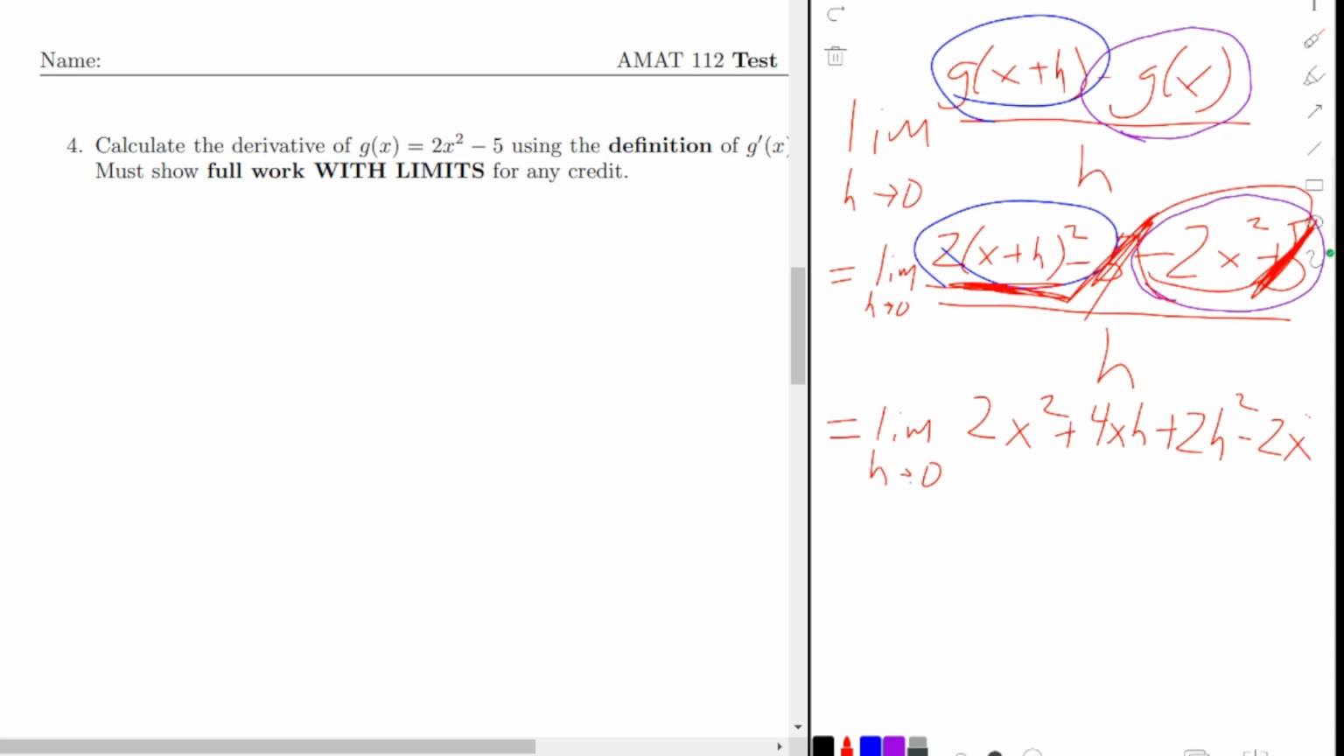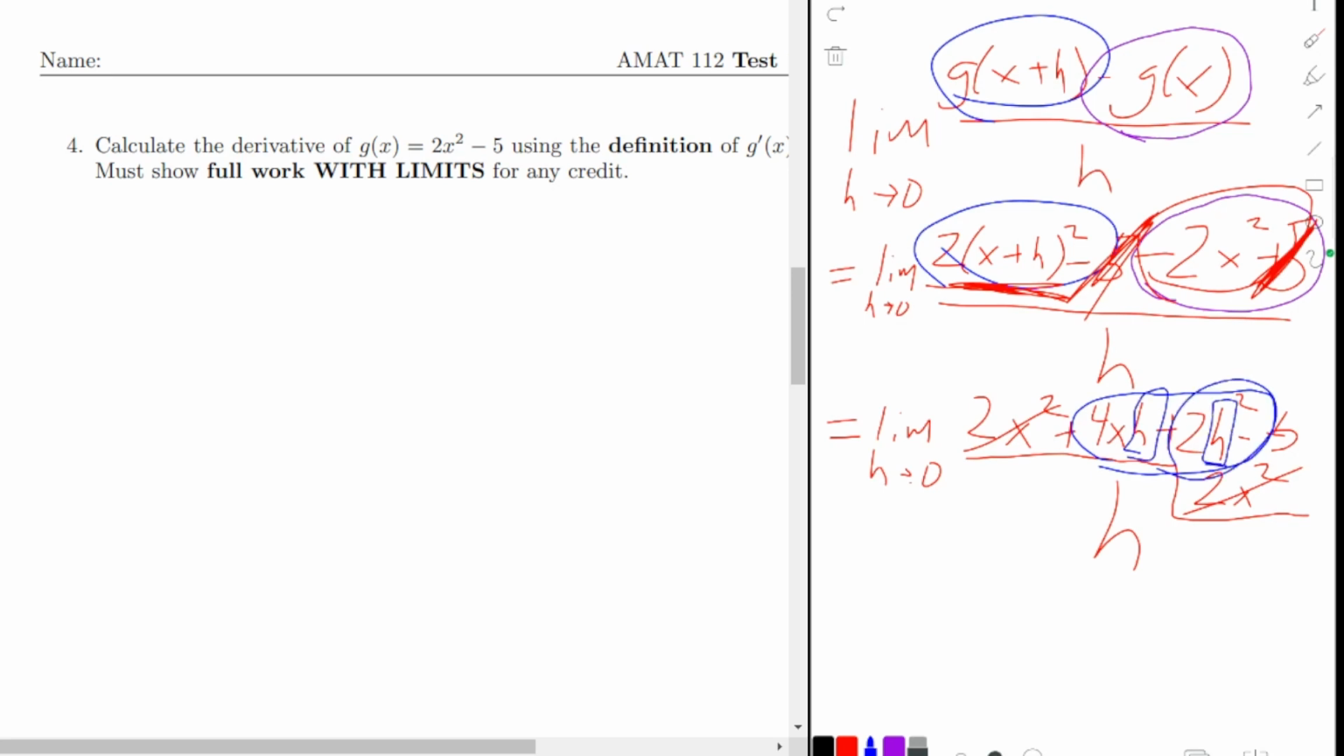All right, have it your way, tablet. Minus 2x squared. This goes right there. All over h. Right? 2x squared and the 2x squared, they cancel. Okay? And we notice that everything that's left has at least one factor of h.